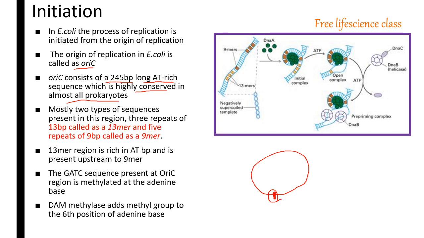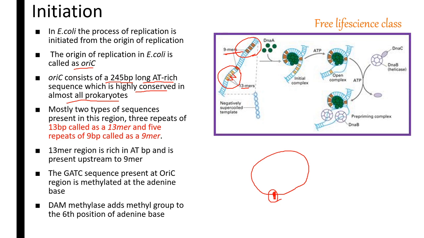Mostly there are two regions in the ORIC sequence. One is called the 13-mer region and the other is known as the 9-mer region. The 13-mer region is repeated 3 times in the ORIC region.